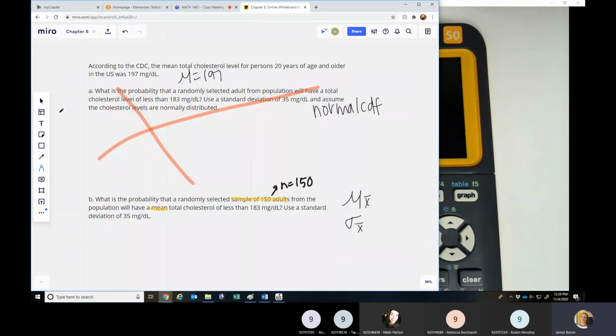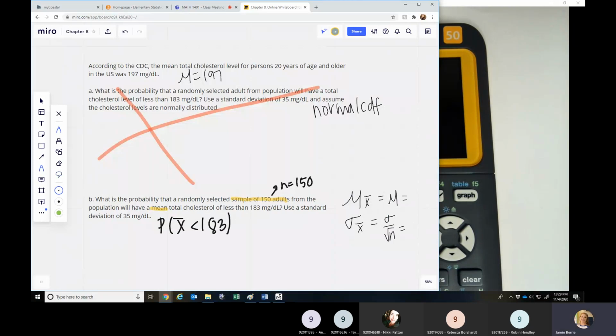Okay, so the sample size is 150. We're looking for the probability that the sample mean will be less than 183. Let's go over here and calculate our special formulas. The mean of the sampling distribution of sample means is just equal to the population mean, and the standard deviation of the sampling distribution of sample means is equal to the population standard deviation divided by the square root of n.